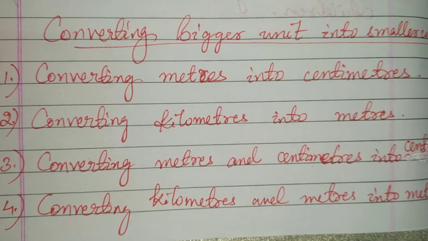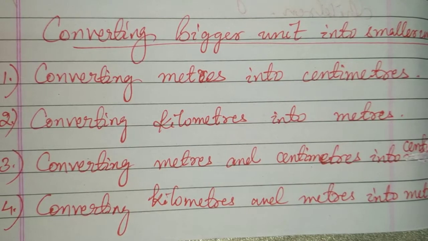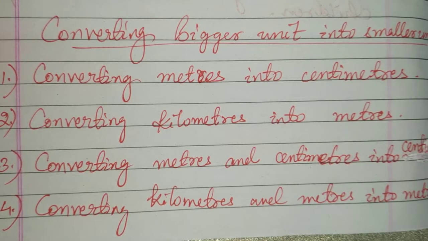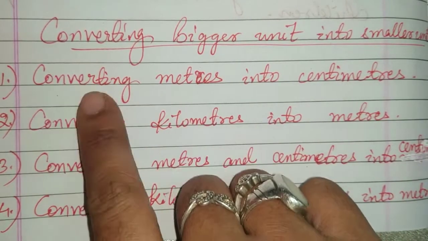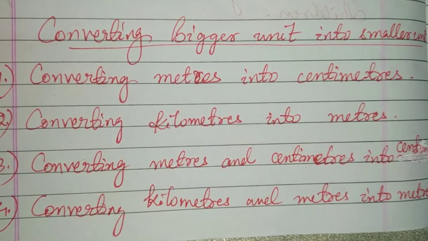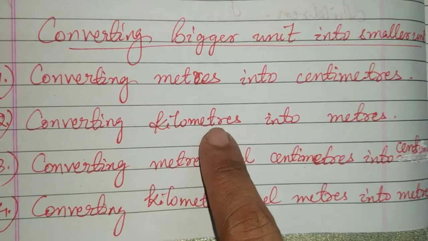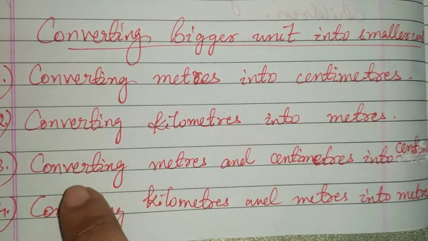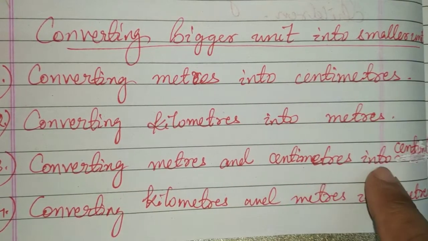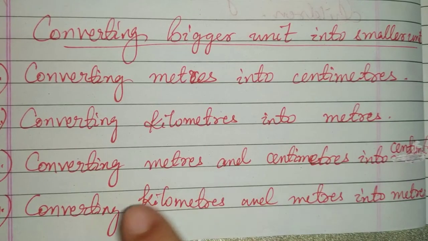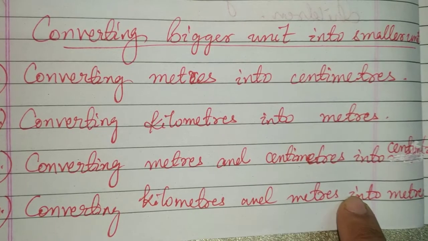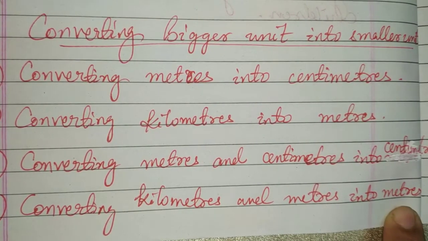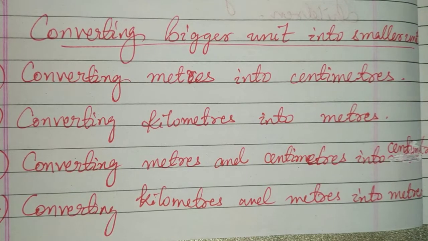So my dear children, we will be learning about converting, and first we are going to learn converting bigger unit into smaller units. The first type is converting meters into centimeters. Second type is converting kilometers into meters. Third type is converting meters and centimeters into centimeters. Then fourth type is converting kilometers and meters into meters. Okay, so children, then let's see.